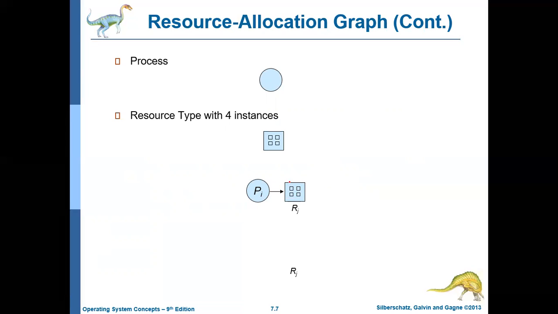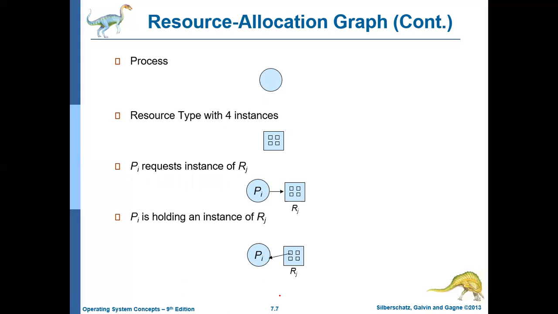Pi represents a process, Rj represents a resource. There is an arrow from Pi to Rj, so it means that Pi is requesting an instance of the resource Rj. Here you can say that one of the instances of Rj is given to Pi, which means that one of the instances of the resource Rj is already allocated to Pi, or Pi is holding an instance of the resource Rj. So these are some of the symbols which we use in the resource allocation graph.